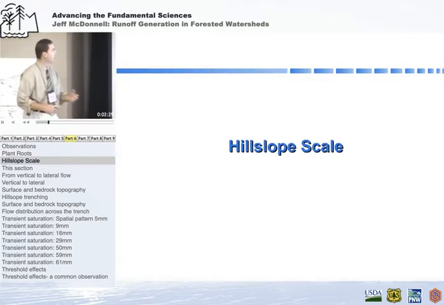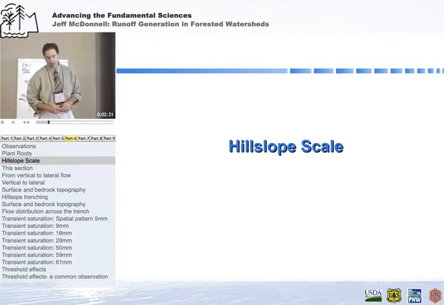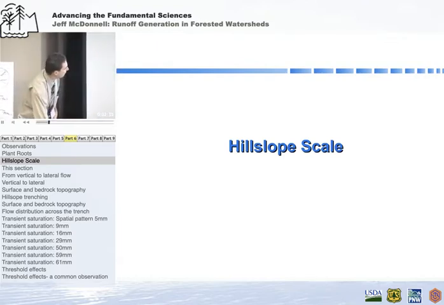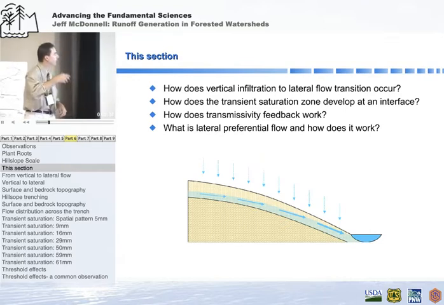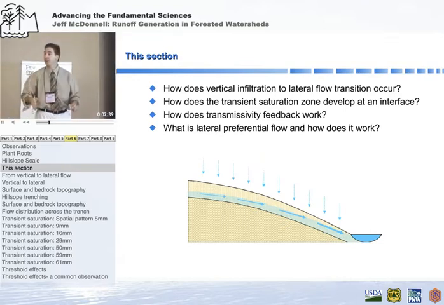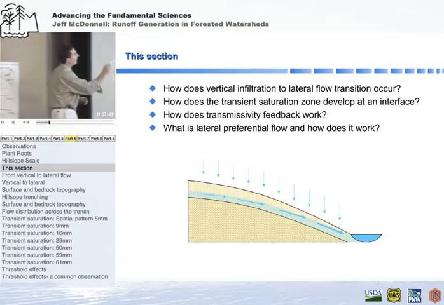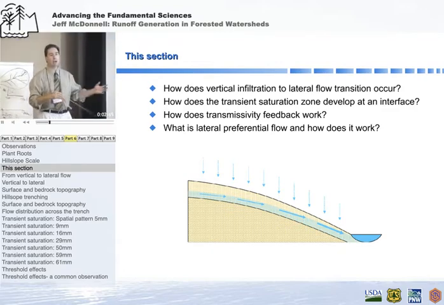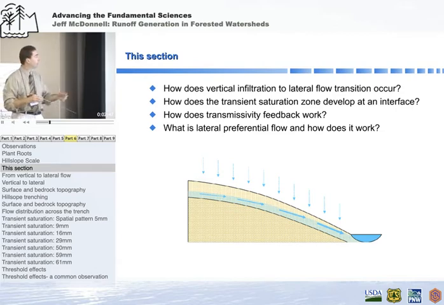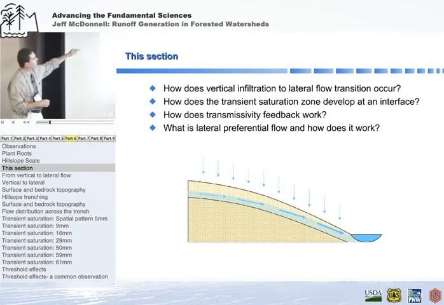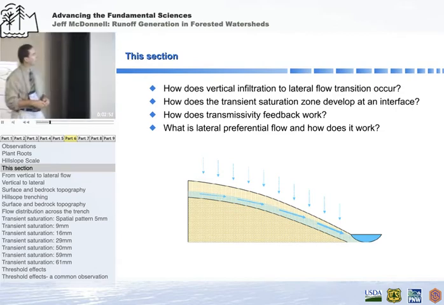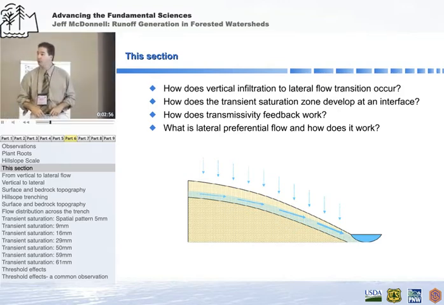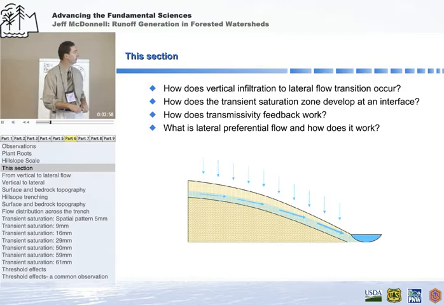So this is the segue now into the next section, which is the hill slope hydrology, hill slope scale. And at the hill slope scale, what we're going to try to do is take this understanding now of vertical infiltration and think about how this influences the transition to lateral flow. That's why we wanted to start off at the plot scale. How does this transient saturation develop at an interface? How does this process called transmissivity feedback work? I'll talk about this a little bit.